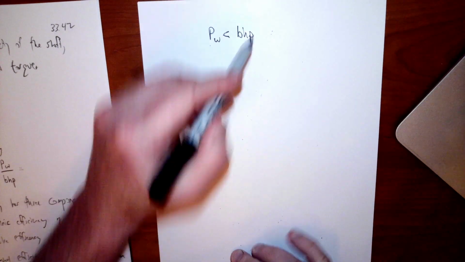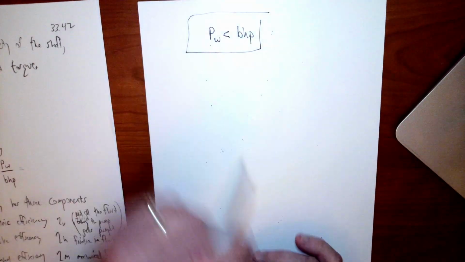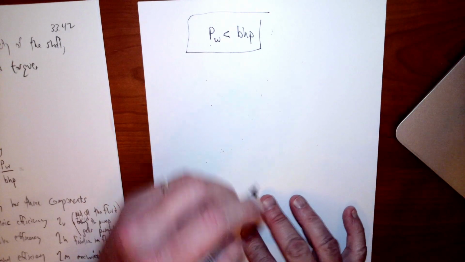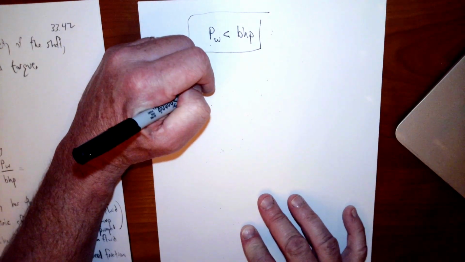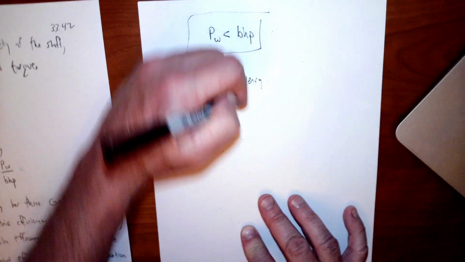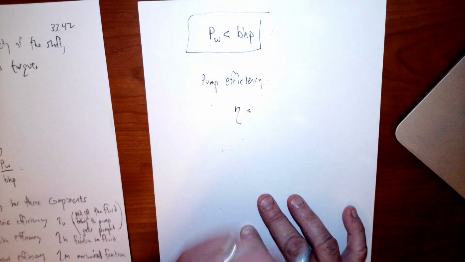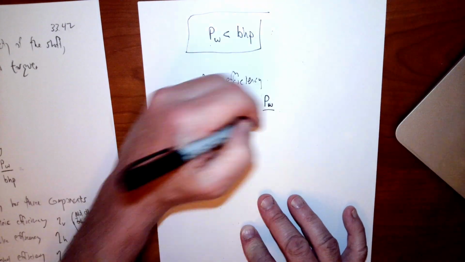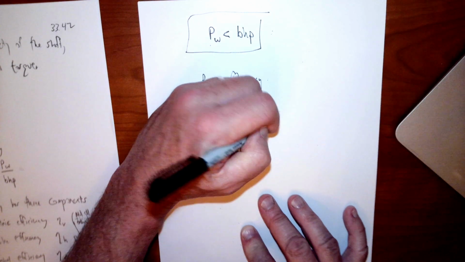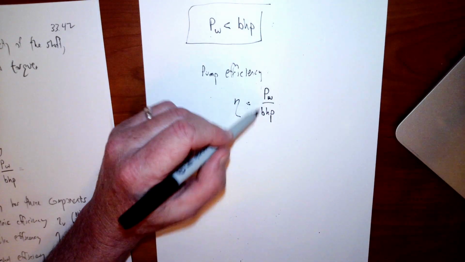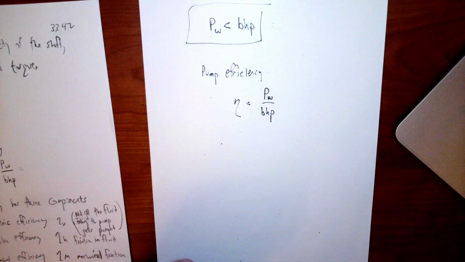So this is always going to be true: the water horsepower is going to be less than the brake horsepower in any real pump. The pump efficiency is defined as eta, the usual symbol for efficiency in thermodynamics, and you have your water horsepower divided by your brake horsepower. That makes perfect sense: how much energy you put into turning that shaft versus how much you actually got into the fluid.